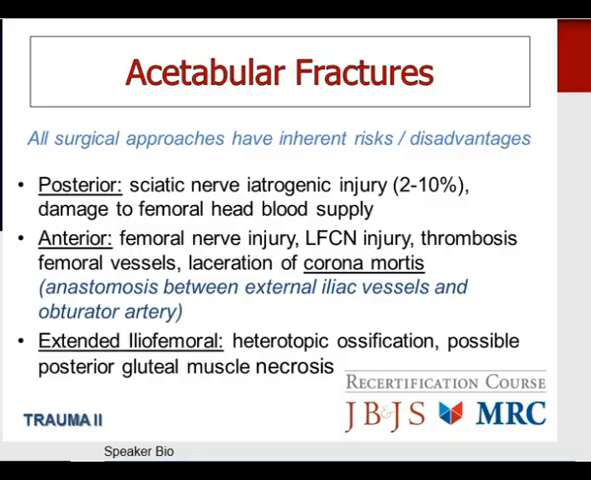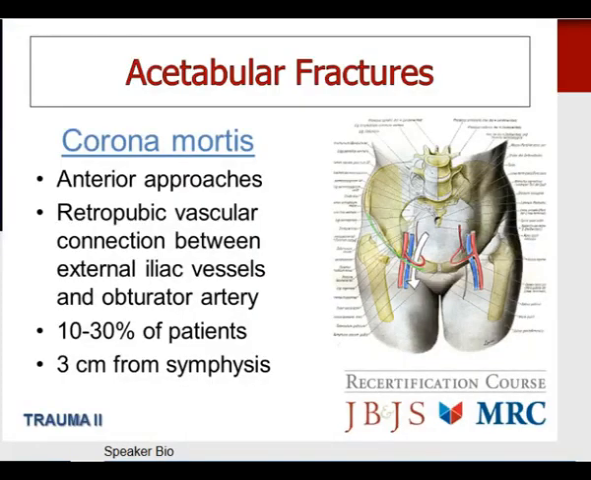The corona mortis, again, is at risk with all anterior approaches, the ilioinguinal as well as the Stoppa approach. Again, it's a retropubic vascular connection between the external iliac vessels and the obturator artery. It's said to be present in anywhere between 10 to 30% of all patients as part of their normal anatomy, and is typically found 3 centimeters lateral to the pubic symphysis.